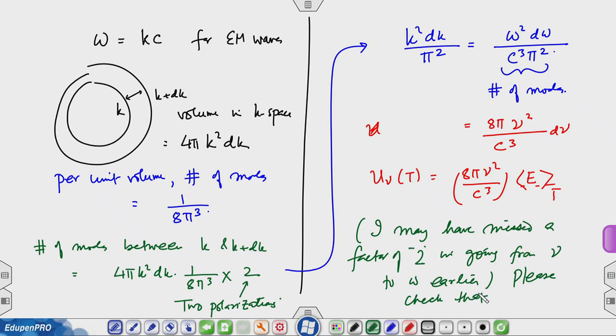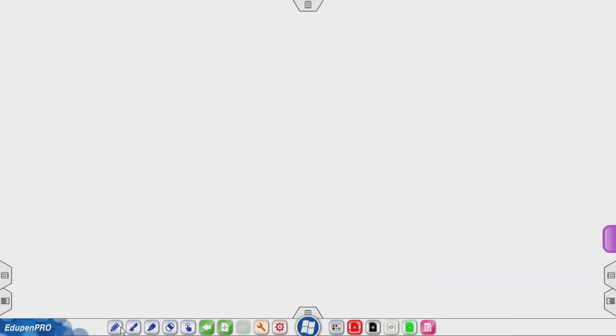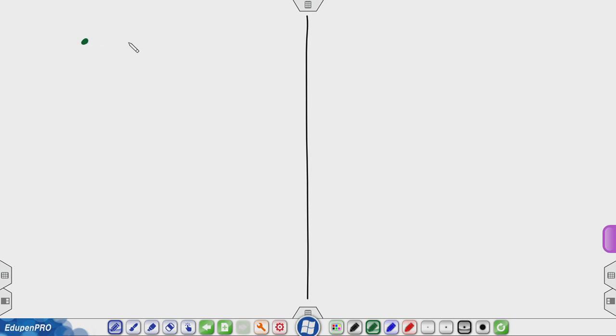Now, we are going to do exactly the same thing for vibrations in a crystal. Let us see what is happening in a crystal. So, I have these atoms and they are vibrating.